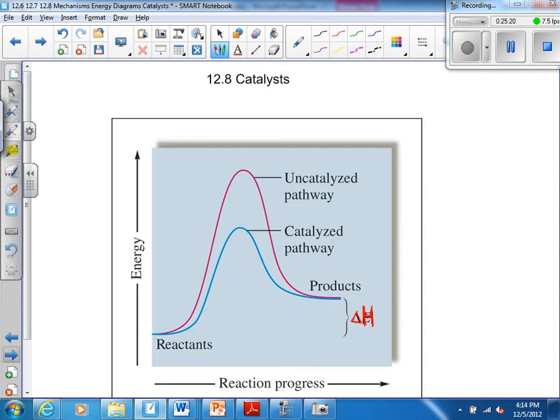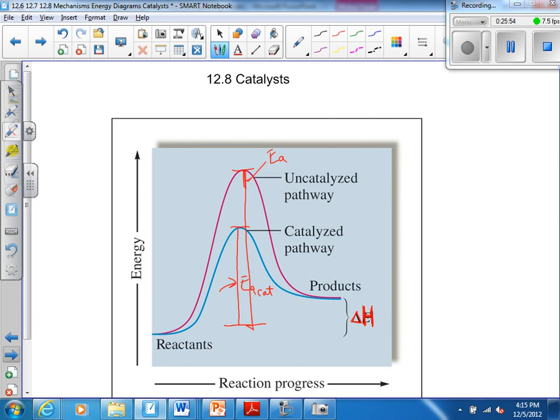Now for our last thing, catalysts. So this is real quick. This graph shows it to you. The only thing a catalyst does is it lowers the activation energy. So this would be the activation energy with a catalyst. Whereas from here down to here, that is the activation energy without a catalyst. So right here is with a catalyst, this one without a catalyst.